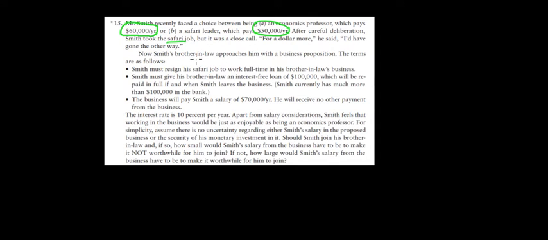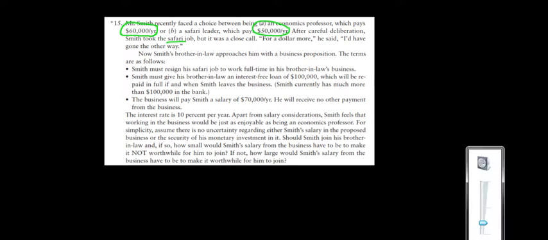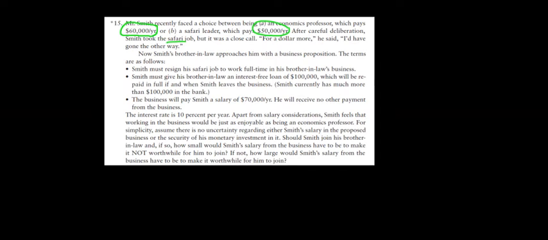Now we have a proposition for business, and these are the terms. So Smith must give up his safari job to work in the business. Smith must give an interest-free loan of 100,000. Okay, the business will pay Smith a salary of 70K per year. Yes, the interest rate is 10% per year. So the salary is 70,000. We need that. The interest rate is 10%.